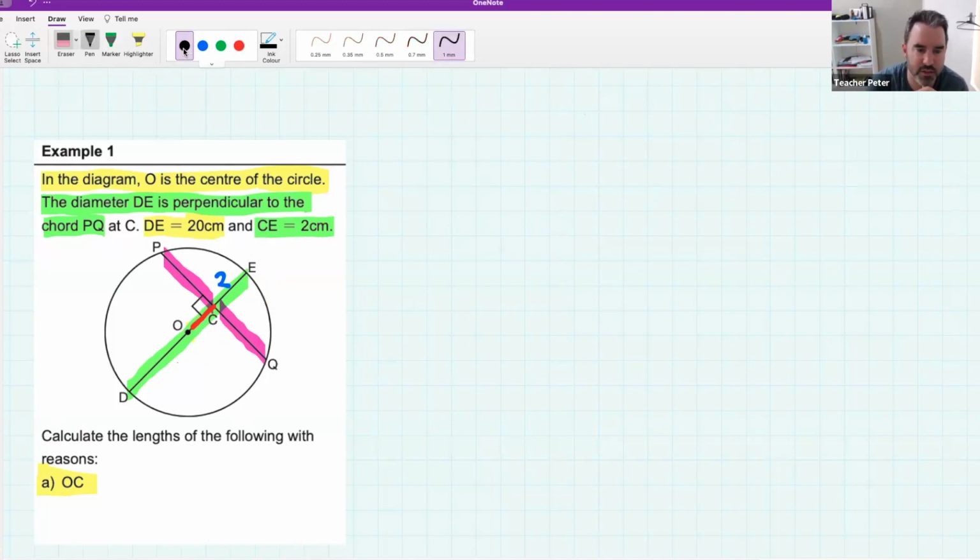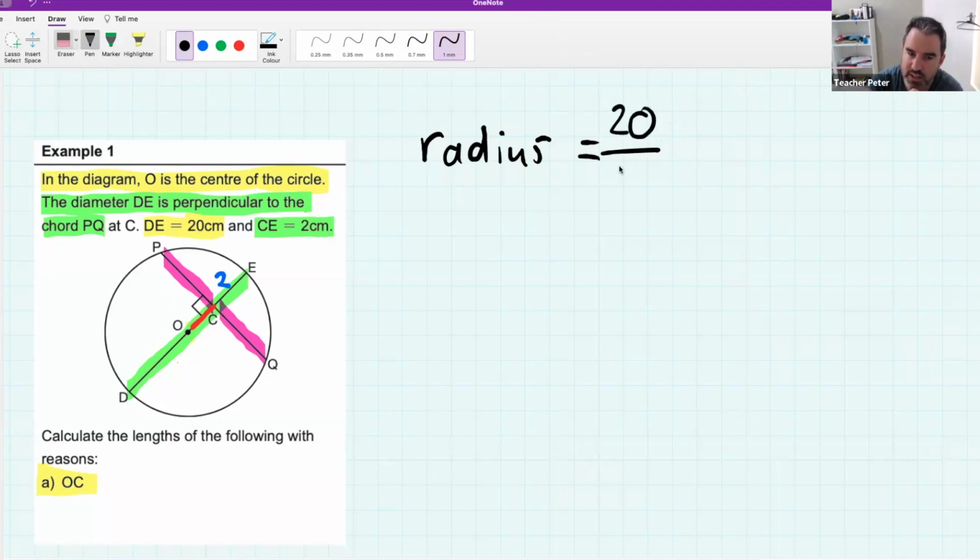Who can tell me the length of a radius? You know the diameter. What is going to be the size of the radius in this question? If the diameter is 20, then I think the radius should be 20 over 2, which is 10.